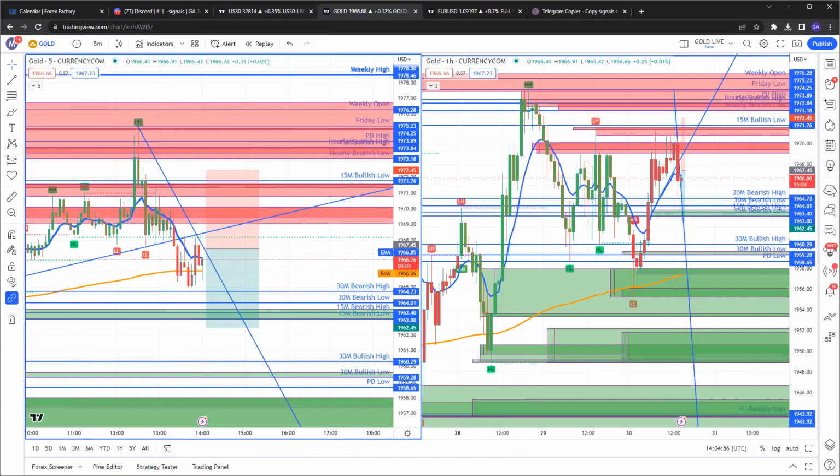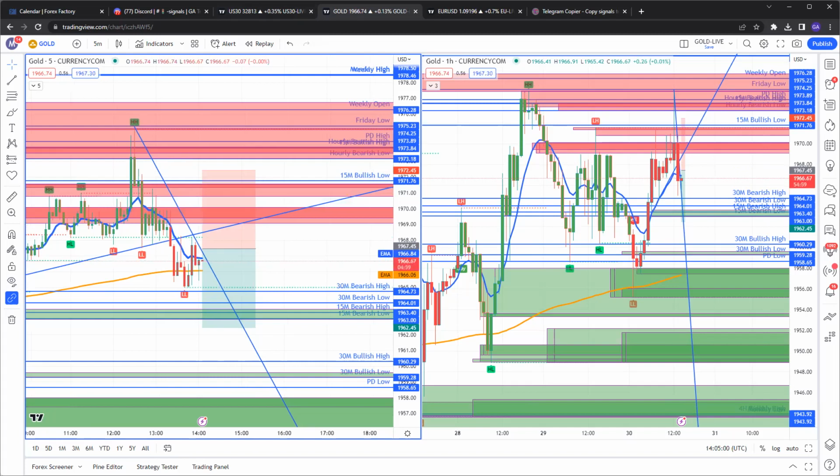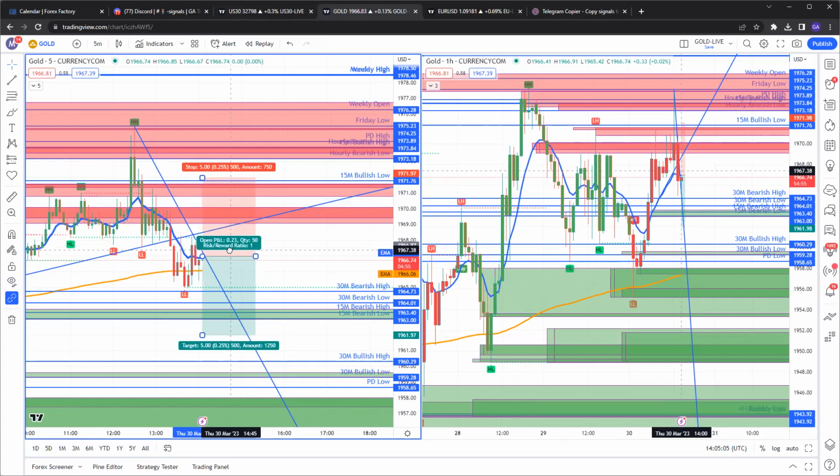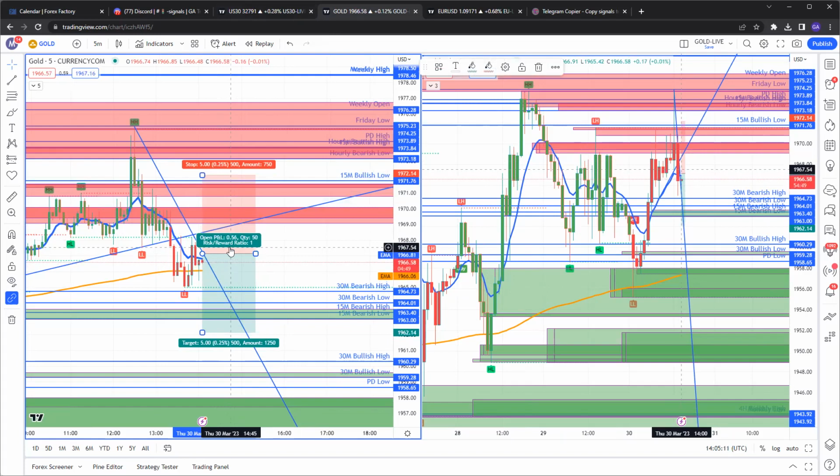So I'm just waiting for this to come back up. I need a retest of, come on. I should have just entered there. I'm still waiting.